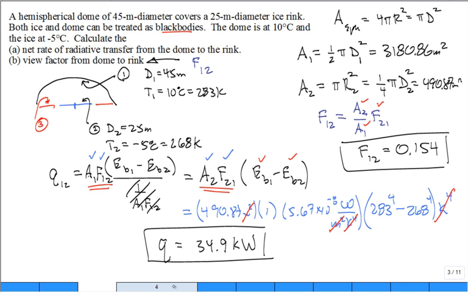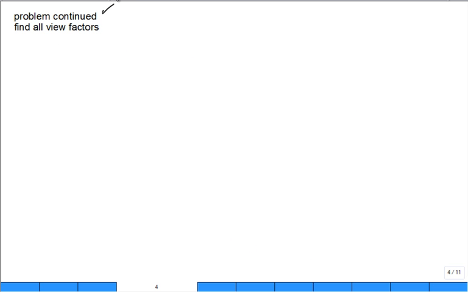Let's continue this problem. The question is simply: find all of the view factors. I have 3 surfaces that make the enclosure. We have the hemisphere, we have the cooler ice, then we have this surrounding area. So our numbering is 1, 2, and 3. What does the area of surface 3 look like? Like a ring, yeah, right.